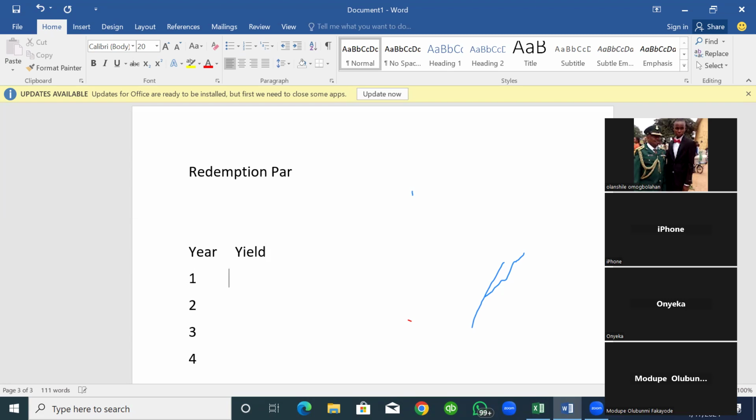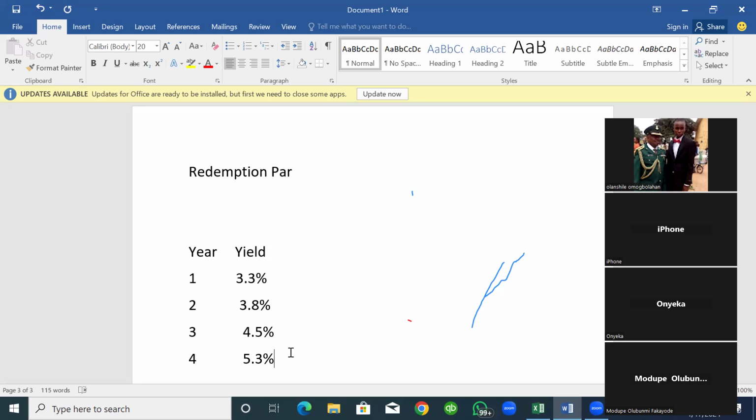For year 1, we have 3.3%. For year 2, we have 3.8%. For year 3, we have 4.5%. Then year 4, we have 5.3%.